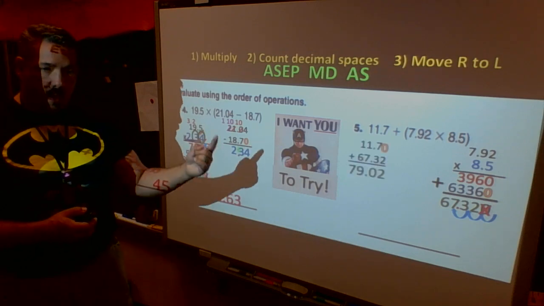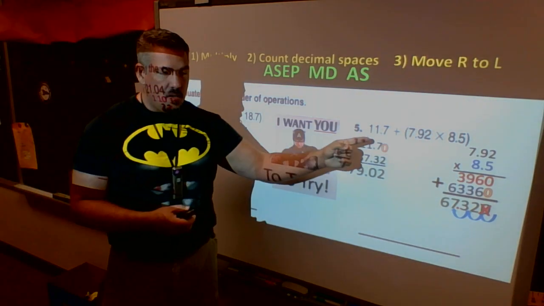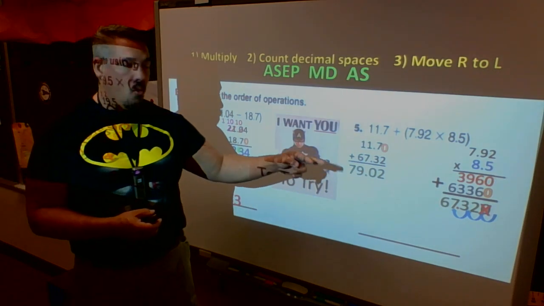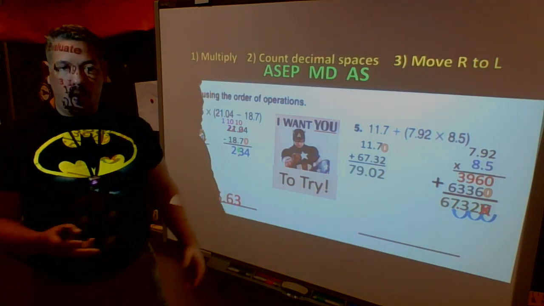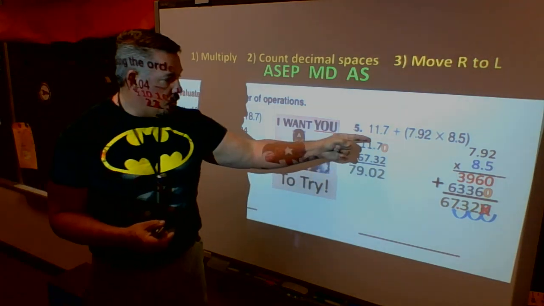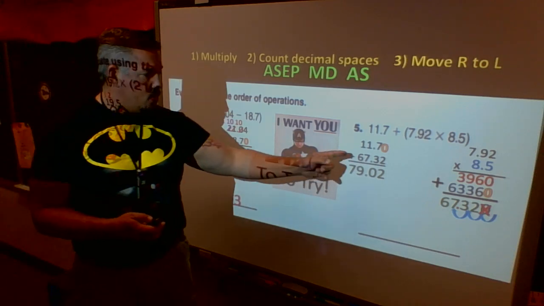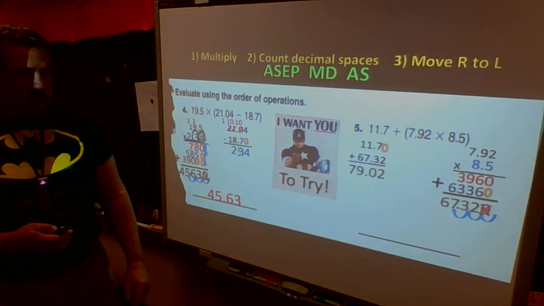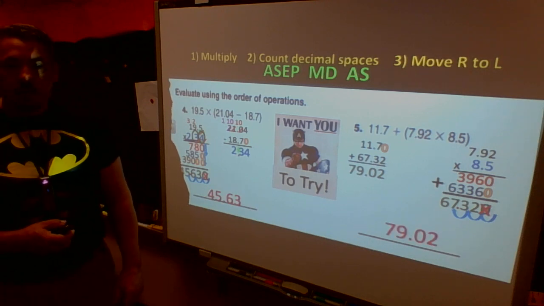Then I would use that number and add it to 11.7. Now, just to show you that I don't have to switch the order because this one has larger numbers, I just kept the 11.7 in front. It's fine. You have to remember to line up the decimals. When you line up the decimals, fill in with zeros, drop your decimal down, then you should have gotten 79 and 200 as your final answer.